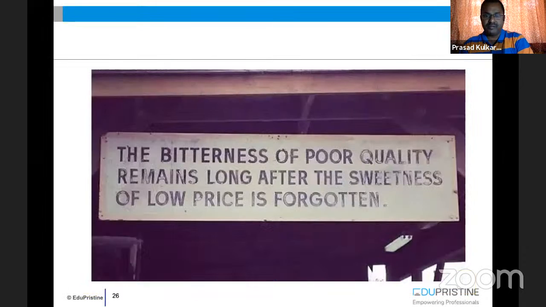So this will just be the last. Again, the bitterness of poor quality remains long after the sweetness of low price is forgotten. There are various places where you have options. I just leave this slide for you to ponder over. At times, quality can be a real game changer. So go only for the best quality that is proven, that is tested, that is tried, that is available. Okay, anything else would just lead you to a bad experience.